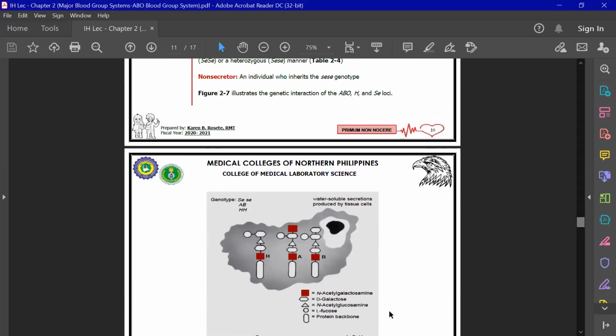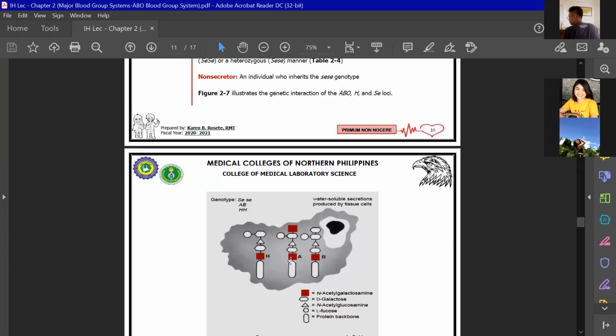Use this illustration. Anyone? Ria, can you please explain to the group? Ma'am, wait lang po. Ma'am, may tanong po ako.